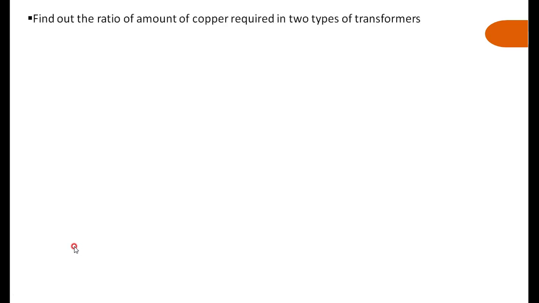Now I want to find out the amount of copper required for the two winding transformer as well as the auto transformer. I am comparing the two transformers in terms of the copper requirement.